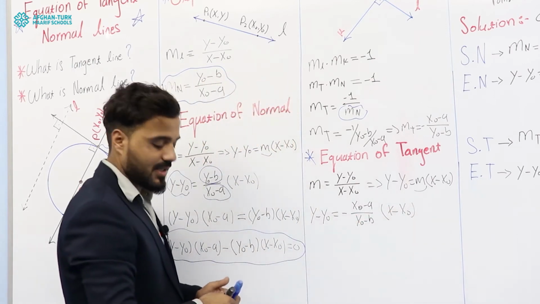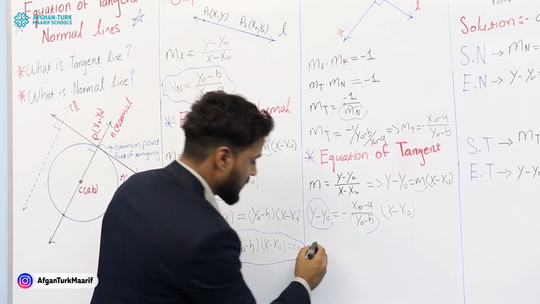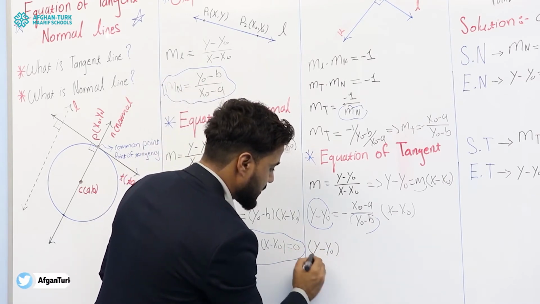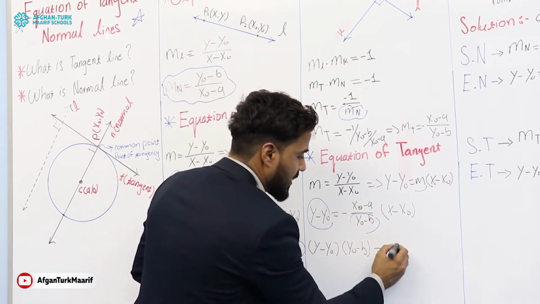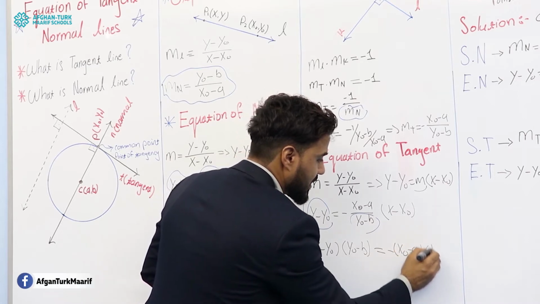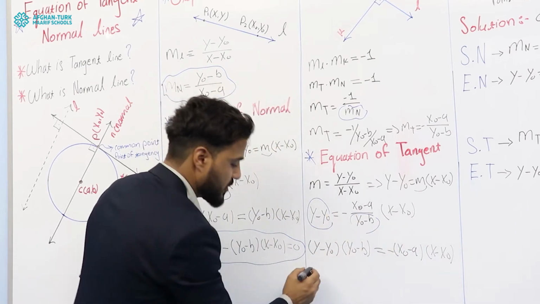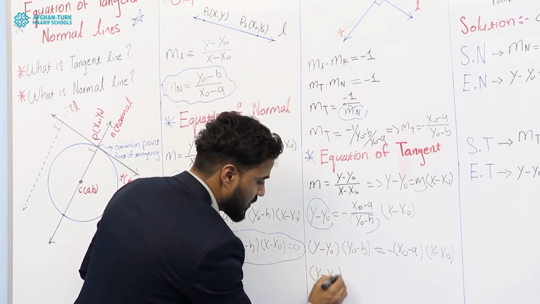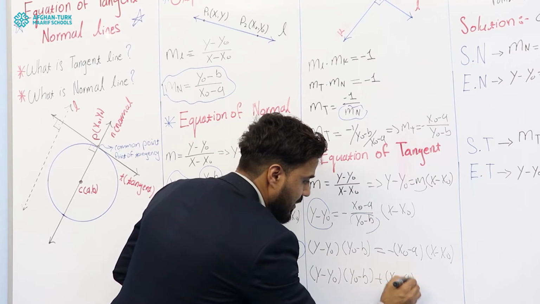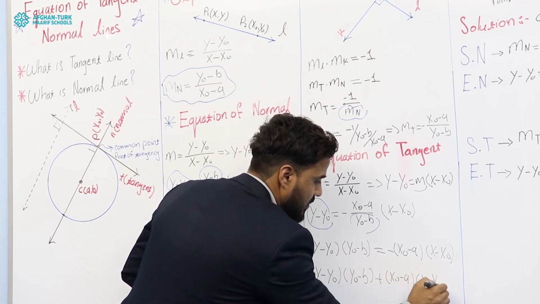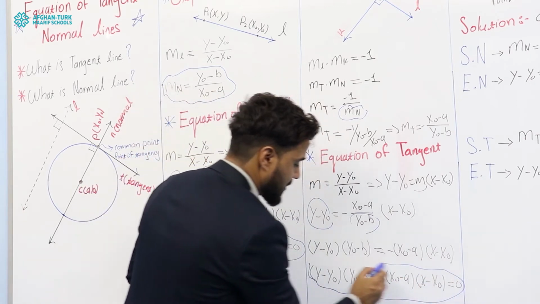So now I am going to simplify this one. So y minus y0 times y0 minus b is equal with negative x0 minus a times x minus x0. So when I bring this one to the left side, this sign will be positive. So we will get y minus y0 times y0 minus b plus x0 minus a times x minus x0 equal with 0. So this equation is called the equation of tangent of a circle.